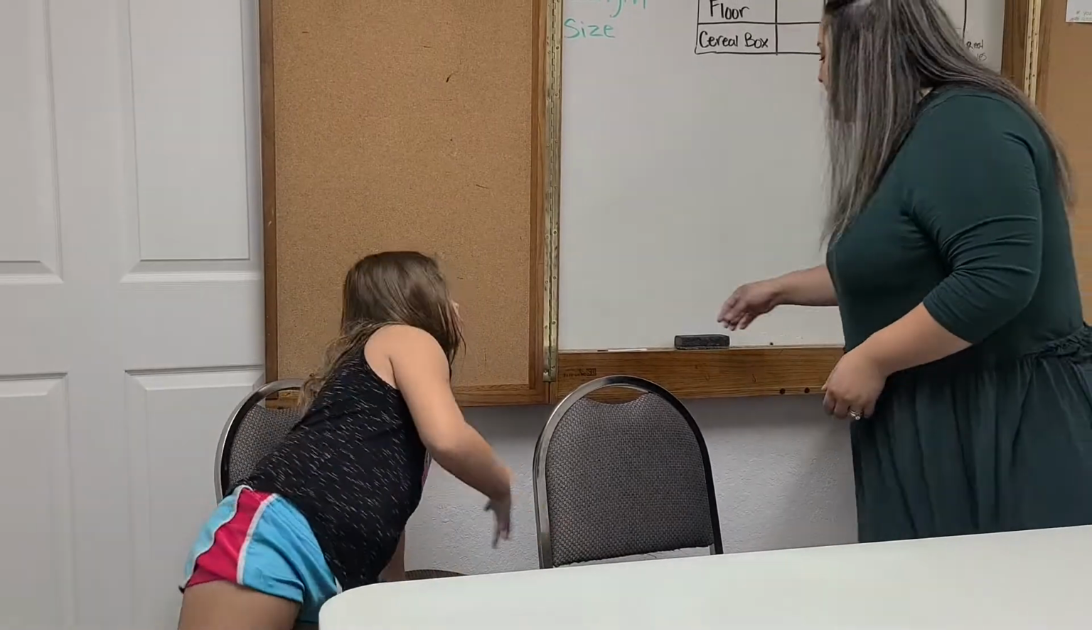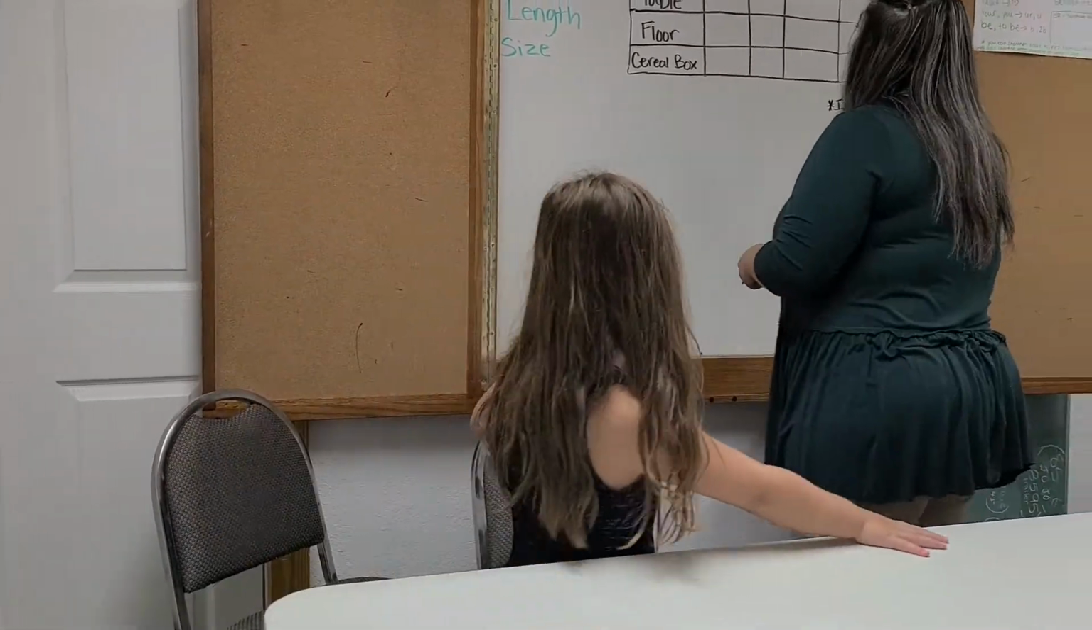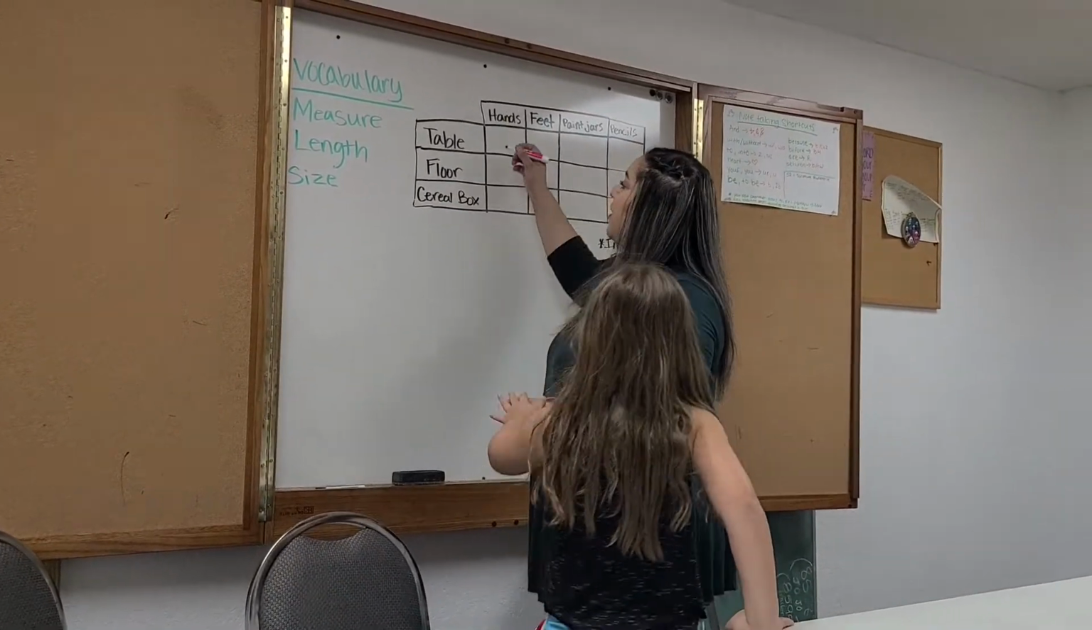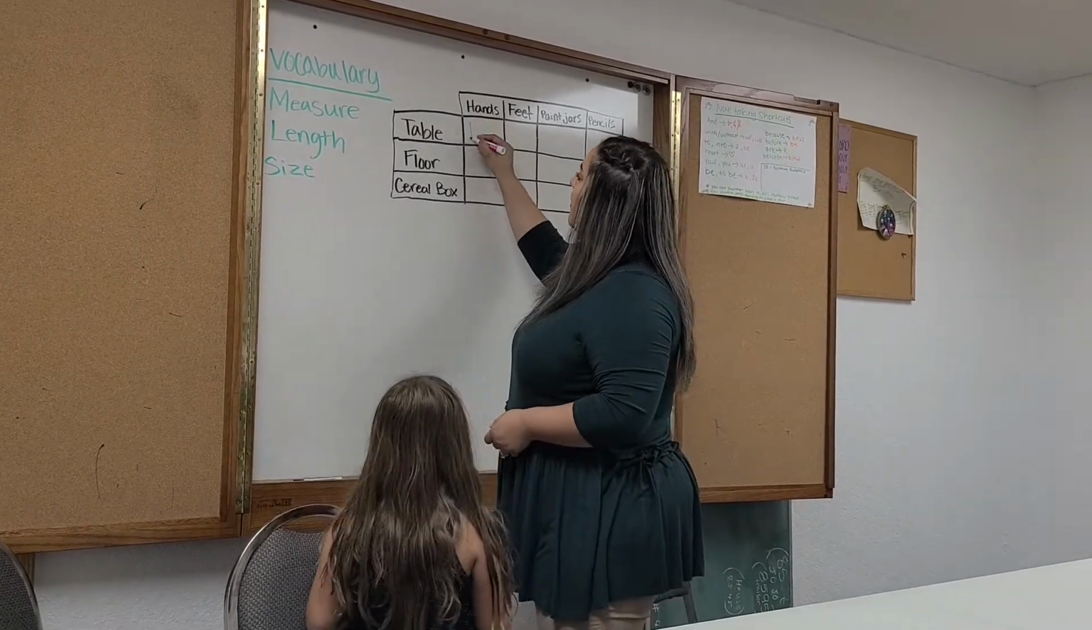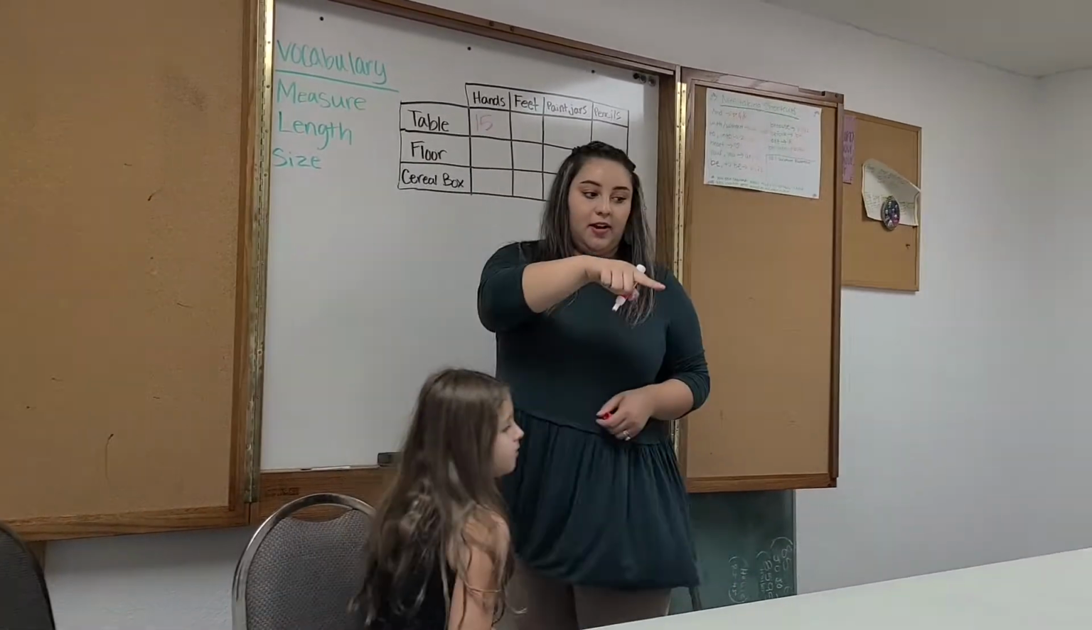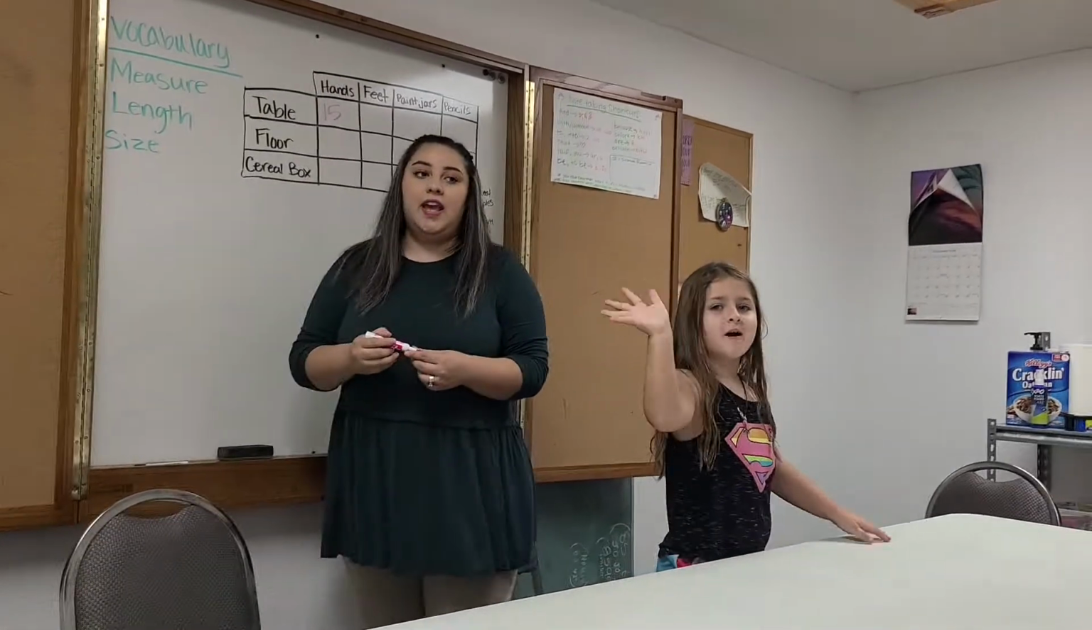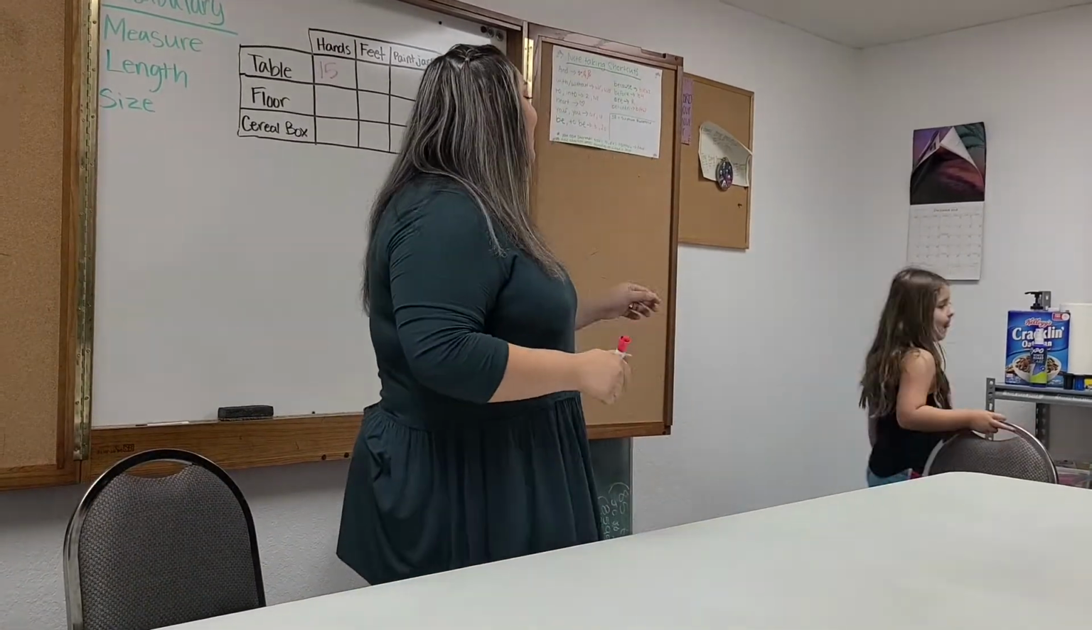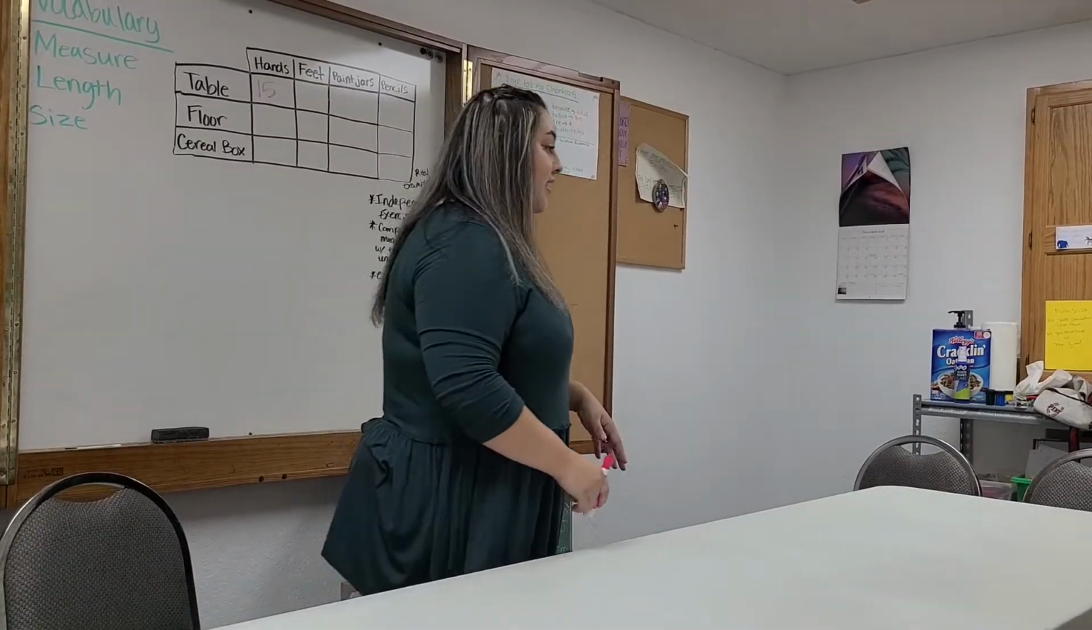15. So let's go ahead and write that on the board. Can I draw it on the board? Well, it's a little high, so I'm going to go ahead and write it, okay? All right. So we have 15 hands. So I had 12 hands and you had 15 hands when you measured.